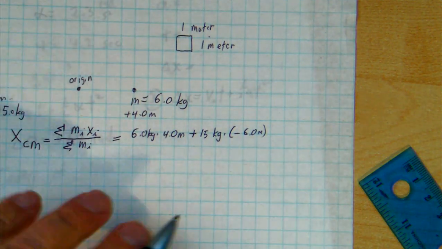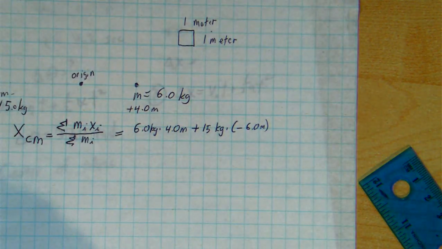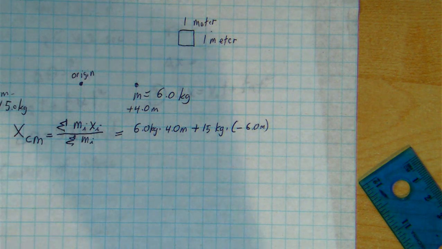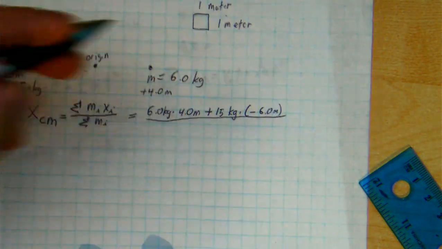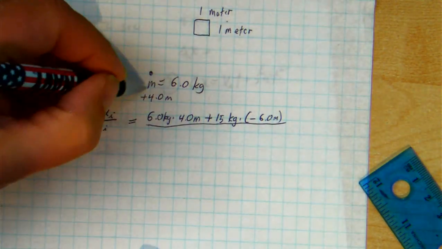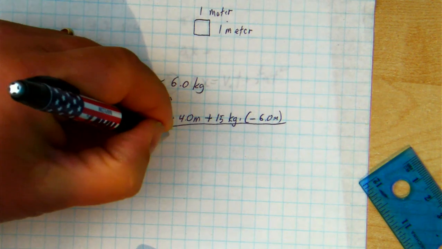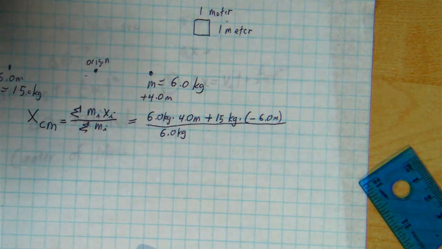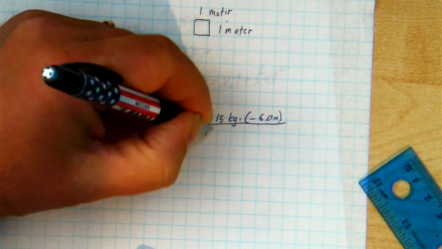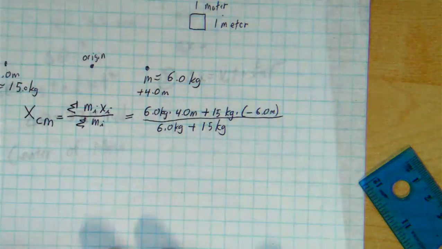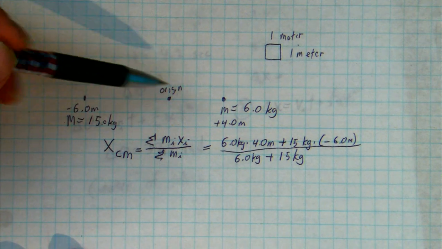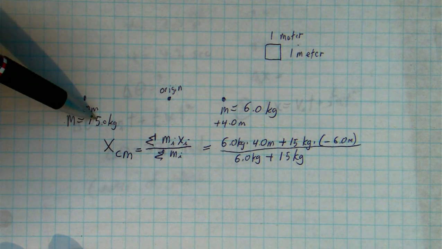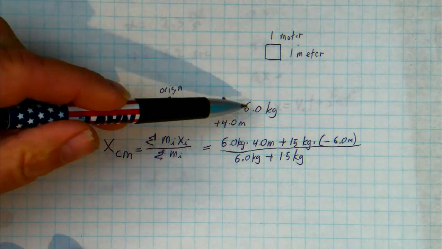And yeah, this is going to be a negative term here because it's to the left of our origin. So now we divide it by the sum of all the masses. What we have on the right is a 6 kilogram mass. What we have on the left is a 15 kilogram mass. And before you plug it into your calculator, in your head, you should be thinking, look, this guy is 2.5 times more massive than that guy.